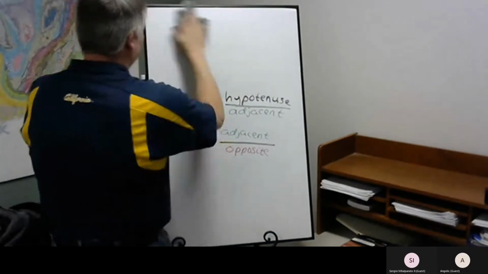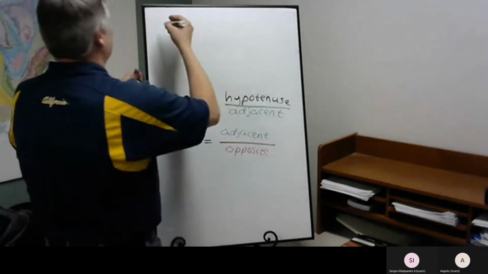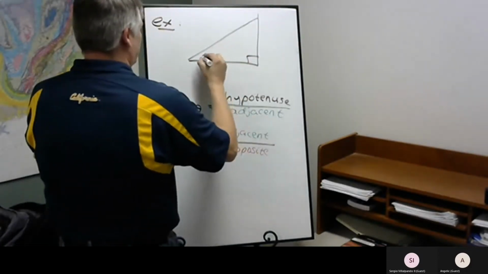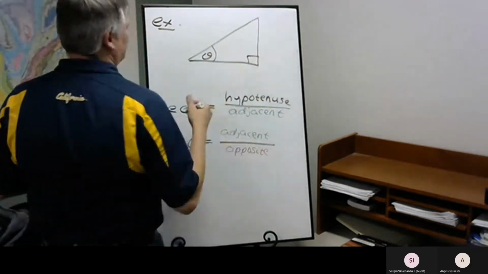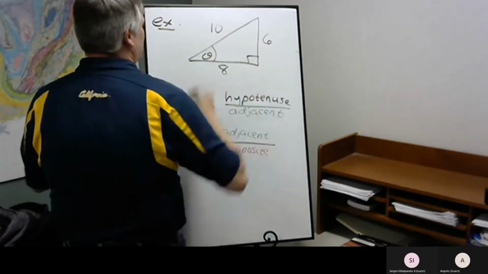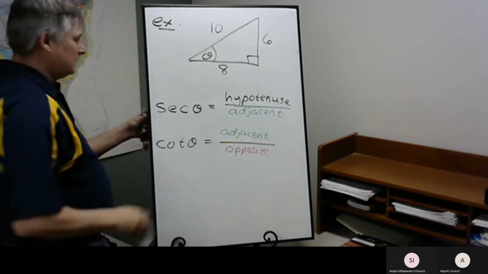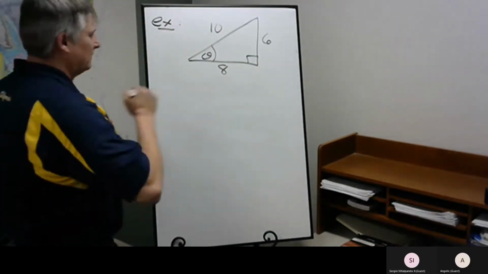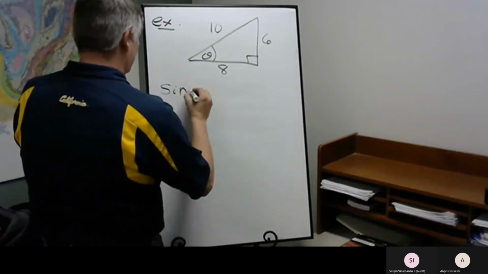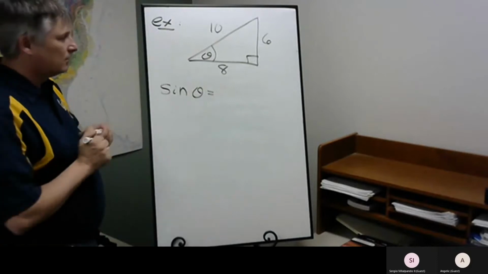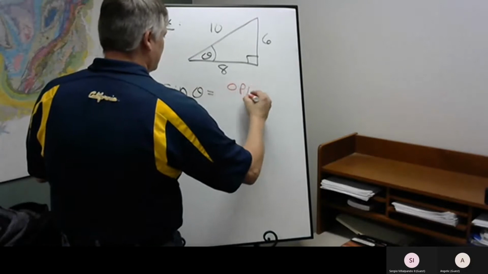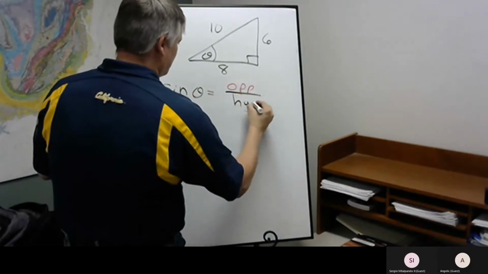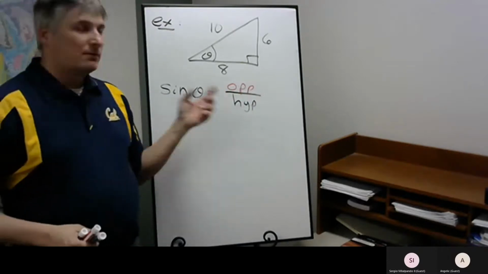So let's do this. Theta here, and let's go. Let's say a triangle like this. So if we want the sine of theta, well, again, it's going to be the opposite over the hypotenuse. So I'll abbreviate opposite, and then same with hypotenuse. So it's going to be opposite over hypotenuse.